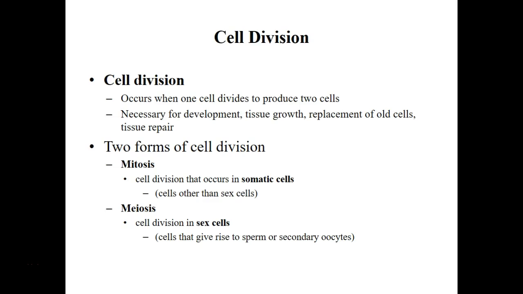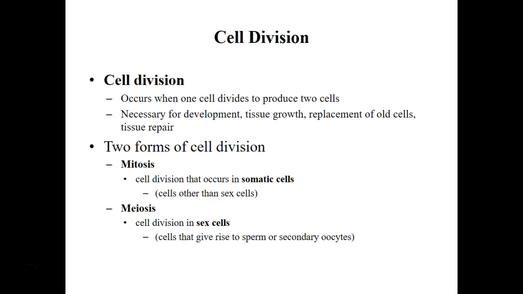All right. So the last thing we're going to talk about in this chapter is cell division. Cell division occurs when one cell divides, producing two daughter cells. This is really important so that we can produce new organisms, as well as for tissue growth, so growth in size, and replacement of cells that have been damaged.